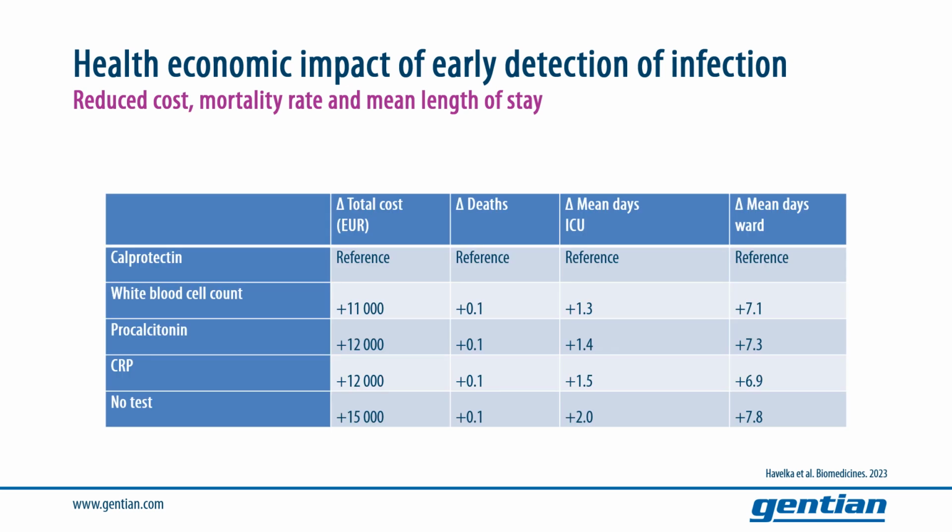Taking this base case scenario, the results show that predictively measuring calprotectin in an ICU setting reduces total costs by approximately 13,000 to 18,000 euro per patient, overall mortality rate by 11%, and mean length of stay in ICU up to 2 days and general ward up to 8 days. So by being able to start antibiotic treatment earlier with a predictive calprotectin analysis, not only can the hospital reduce its costs and optimal use of resources like ICU beds, ventilators and healthcare workers, but also improve the patient outcome.